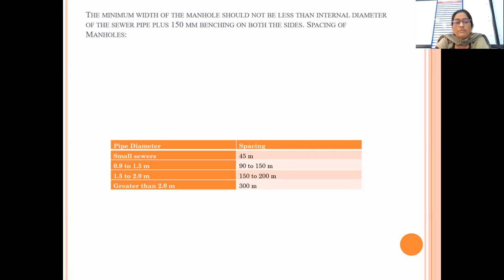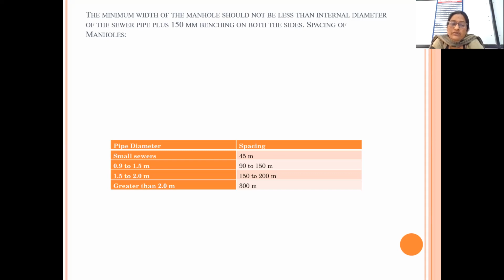Spacing. It is very important to know the spacing between two manholes. As per the diameter of the pipe, we need to decide the distance between two manholes. If it is a very small sewer at the start, or laterals, then after 45 meters you need to provide a manhole. If the depth is between 0.9 and 1.5, you can go for 90 to 150 meters distance between two manholes.